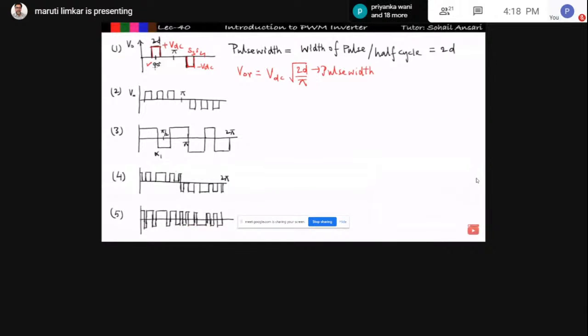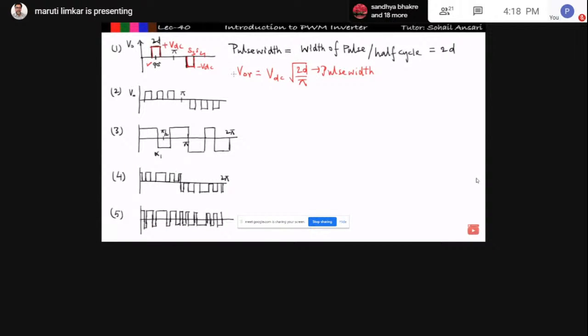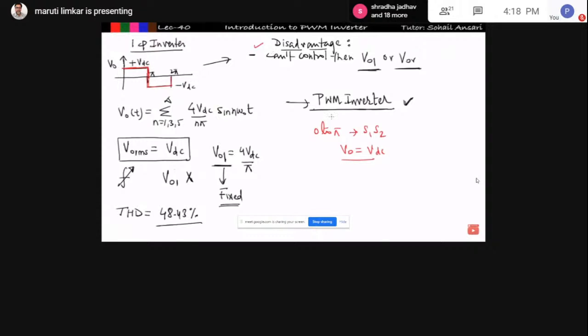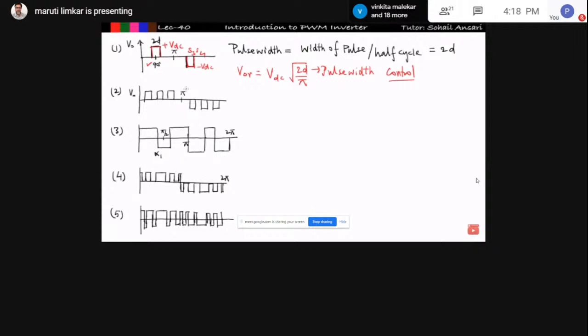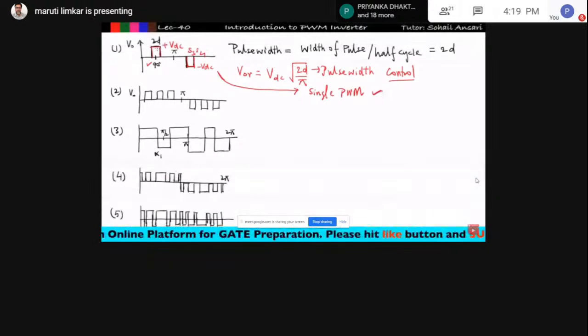Because of this, we can vary the pulse width. We can turn on and turn off the switches at different angles in order to get a different RMS output voltage. So we can control the overall RMS output voltage, right? This disadvantage is overcome in PWM inverter. We will see all these things in detail. This kind of pulse width is generally obtained in single pulse width modulation. This is the output voltage waveform of single PWM, because it gives one pulse per half cycle, right?